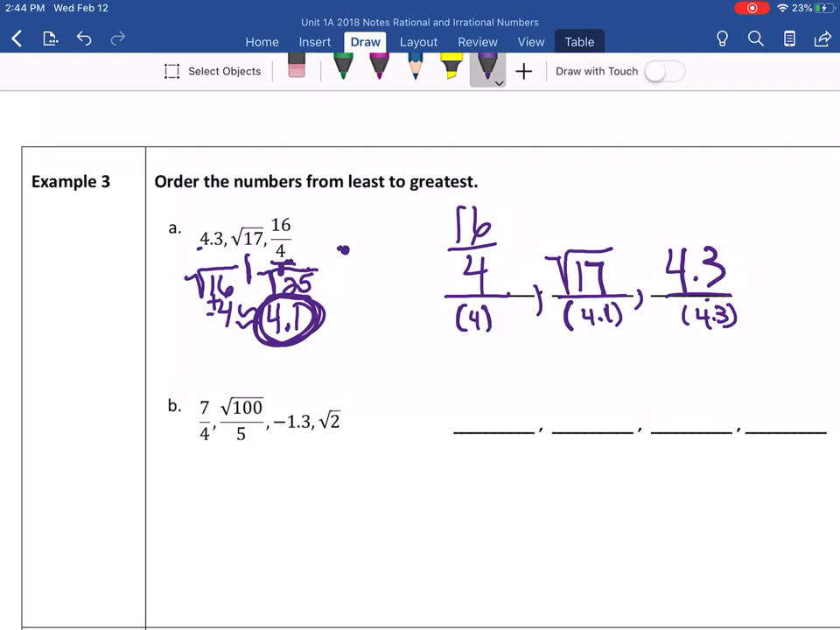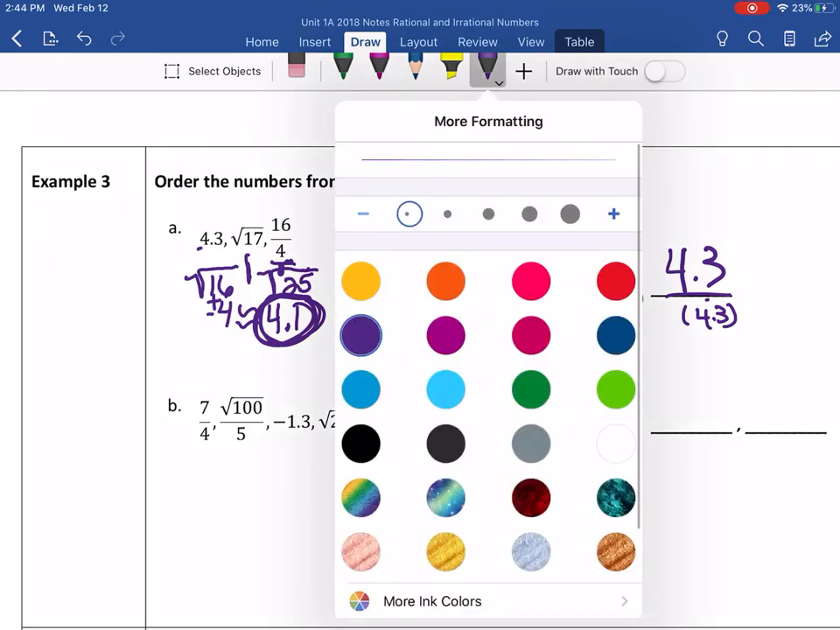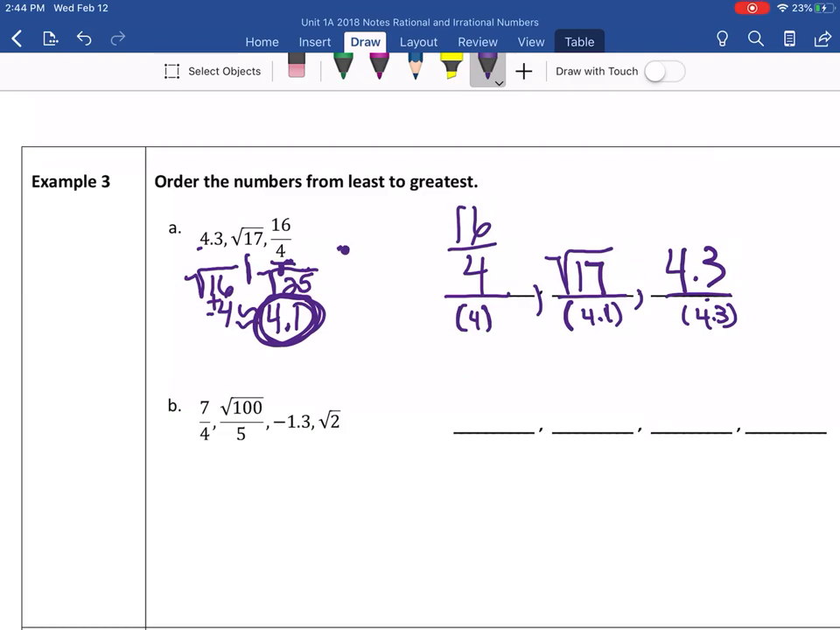All right, let's go to Example B. Now there's 4 of them, but to save you time, if you look at these 4 numbers, do you notice something about one of them? Perhaps this negative sign on the negative 1.3. None of the other numbers have a negative sign, so you can just cross that one out and put it first, negative 1.3, because you know that is your smallest of all of them. Now we need to order the other 3.